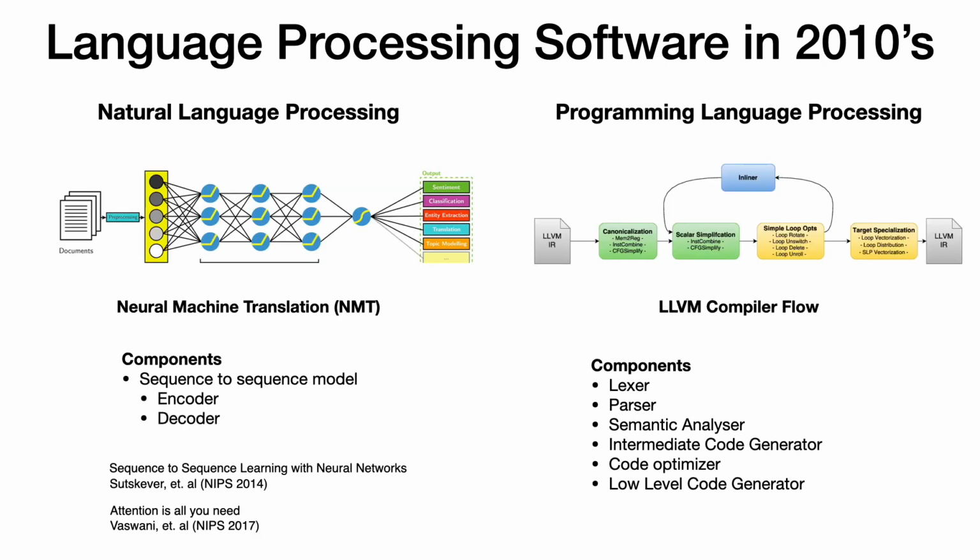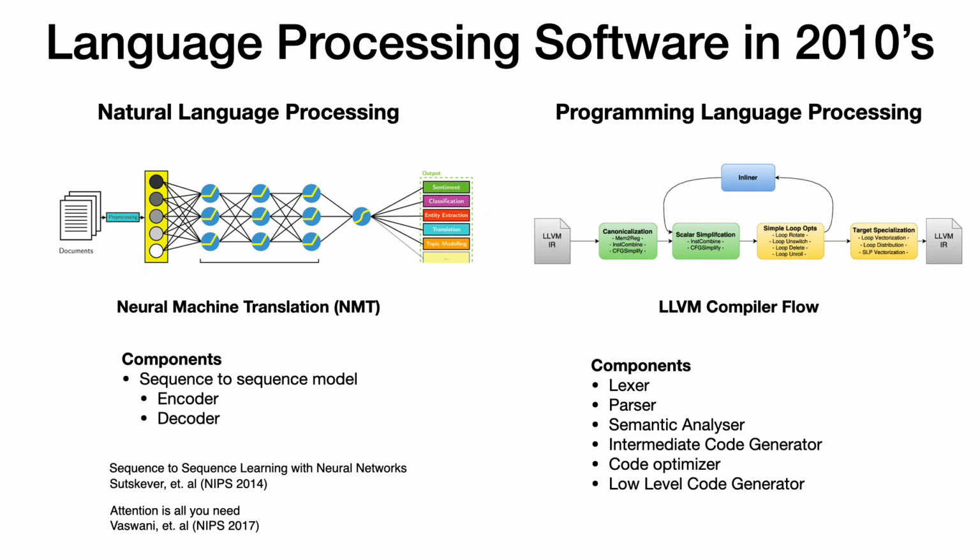What has changed? If you look at natural language processing today, it's completely different. What's happening today is you take the input and immediately send it through some kind of neural network, and the output is generated through the neural network. On the other hand, if you look at a compiler today, nothing much has changed. The LLVM compiler, one of the state-of-the-art compilers out there, has almost a similar representation to what we had 30 years ago.